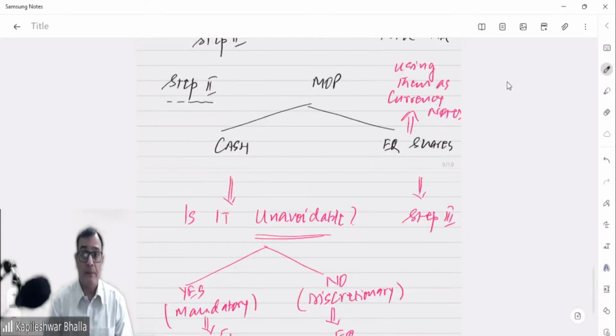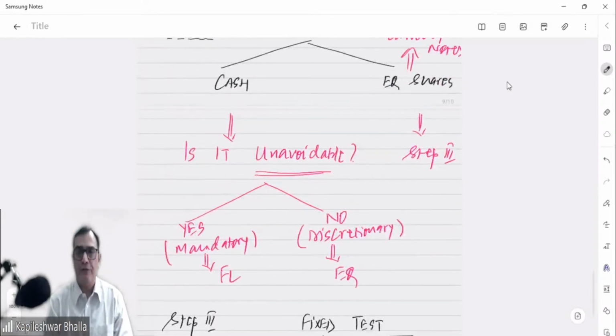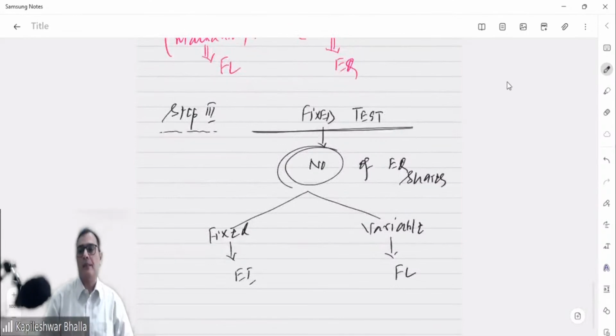Now we made another amendment. If the mode of payment is cash, watch out, is this unavoidable or not. We can't say that if it is cash, it is liability. If the mode of payment is cash, see, is it mandatory? Financial liability. See, is it discretionary? Equity. And if the mode of payment is equity shares, go to step 3. And in step number 3, you need to conduct simply what you call a fixed test. So if the number of equity shares is fixed, it is an equity instrument. If it is variable, then it becomes a financial liability.